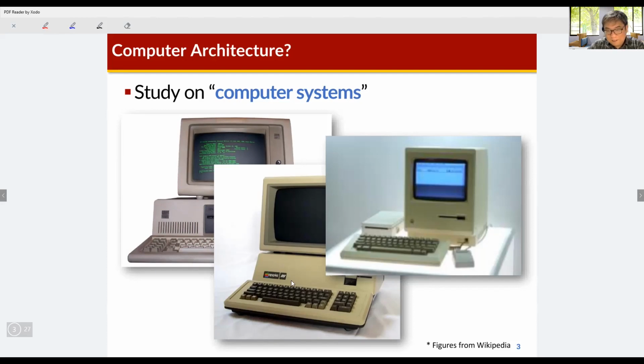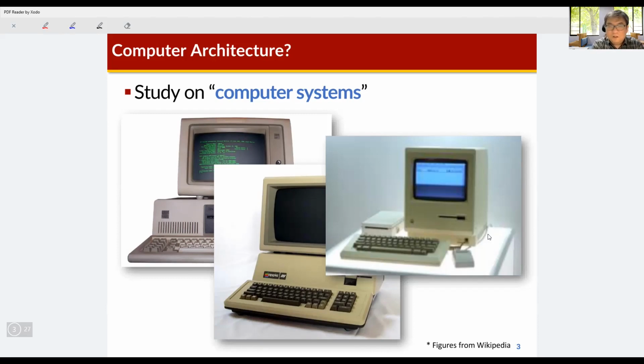And what is this? This is the Apple computer, Apple III, actually. It's very old. And what is this? It's a Macintosh. It's a very fancy and beautiful computer, also developed by Apple.